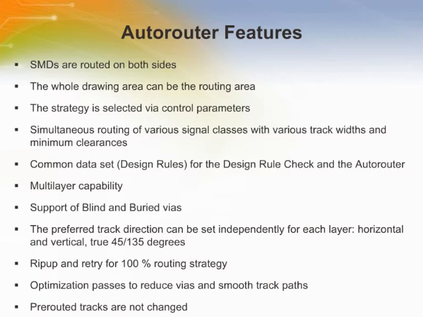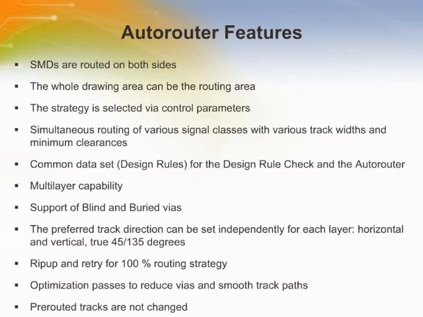Here lists what the EAGLE Autorouter can do. The EAGLE Autorouter is a 100% router. This means that boards can be completely routed and will indeed be 100% routed. The Autorouter is based on the rip-up and retry algorithm. As soon as it cannot route a track, it removes pre-routed tracks, it rips them up, and retries.